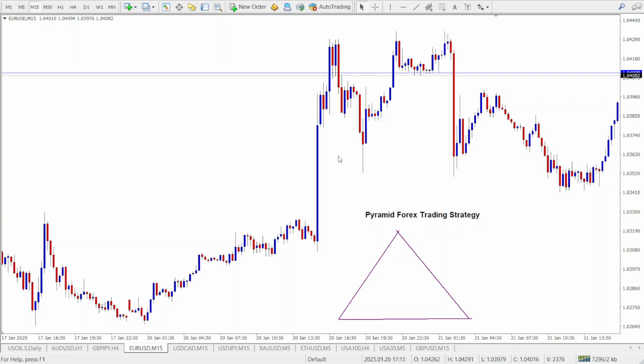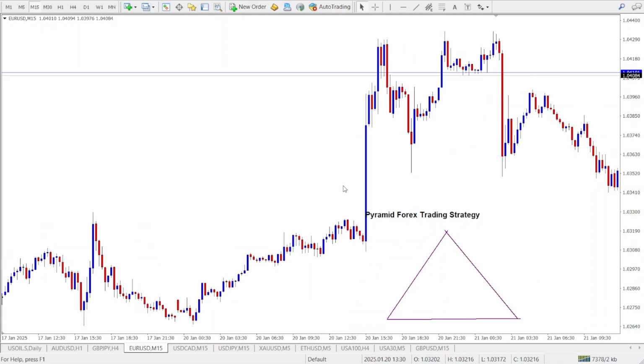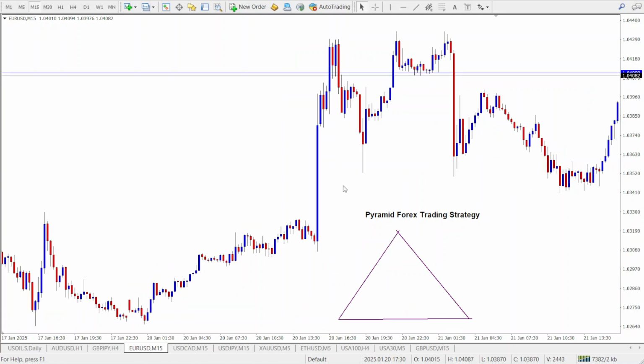This strategy is especially useful in trending markets, where the price consistently moves in one direction. By adding to your position during these moves, you can capitalize on the momentum without taking on excessive risk upfront. So why should you consider the pyramid strategy? By starting small, you minimize your exposure at the beginning of the trade when the outcome is uncertain.